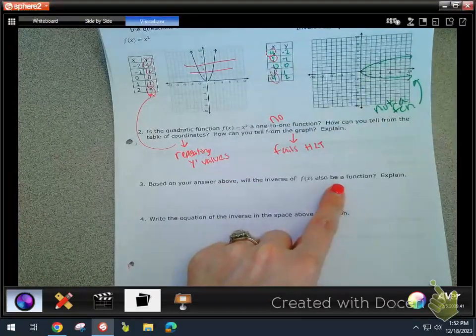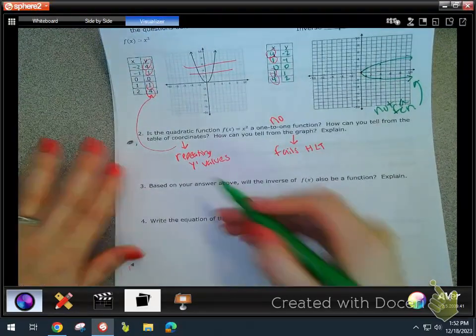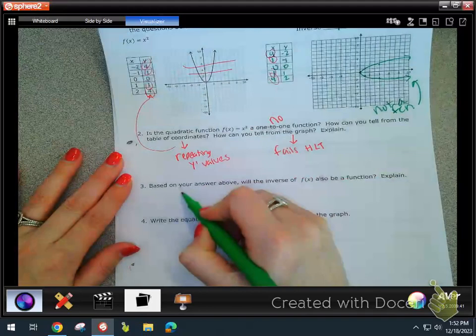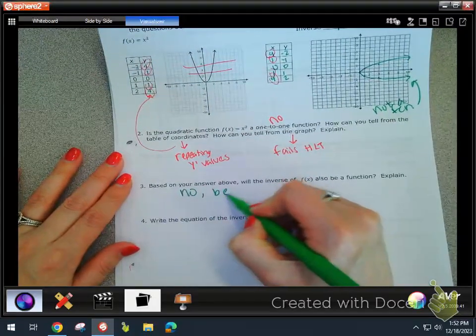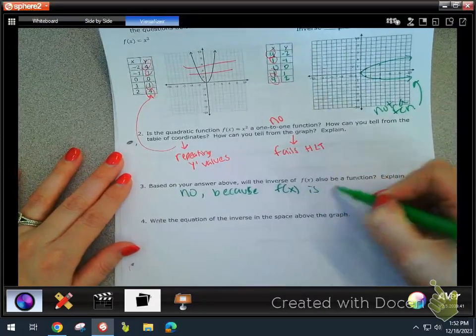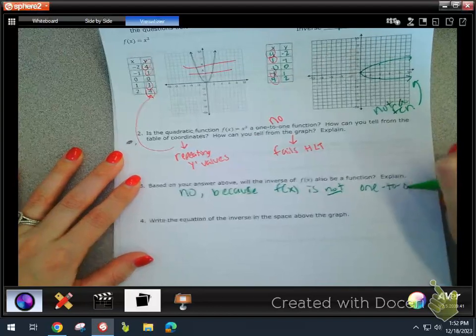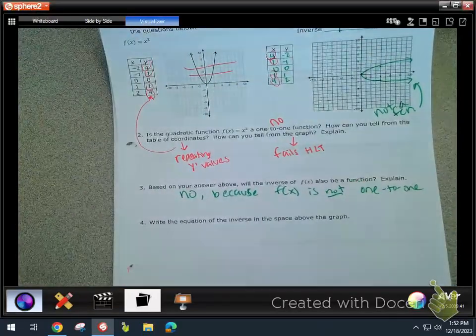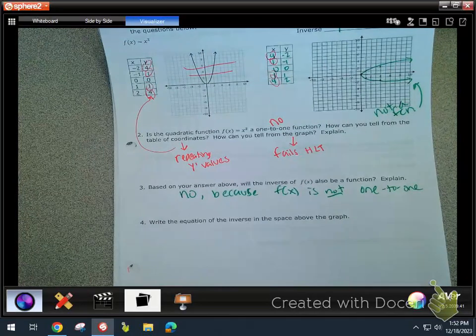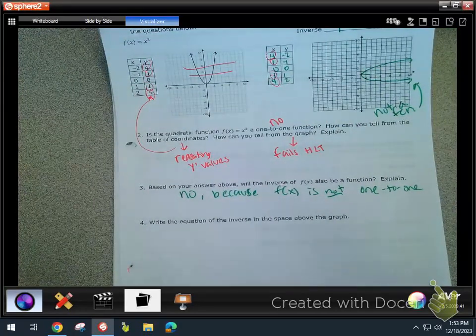Because the original one is not what? One-to-one. That's kind of our reasoning as to whether an inverse will be a function. So we would say no, and the reason why is because f of x is not one-to-one. And all those reasons that we said, the x values repeat, it doesn't pass the vertical line test, all that works there. We still can't find the equation of the inverse, but again, the equation that we're finding is not a function.